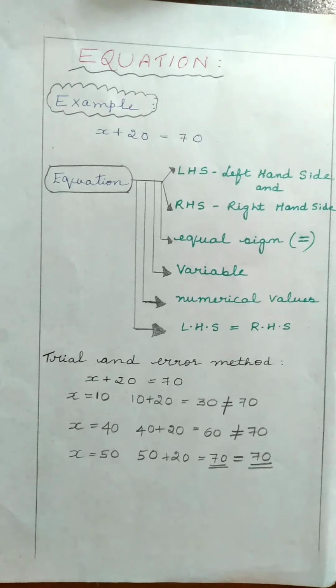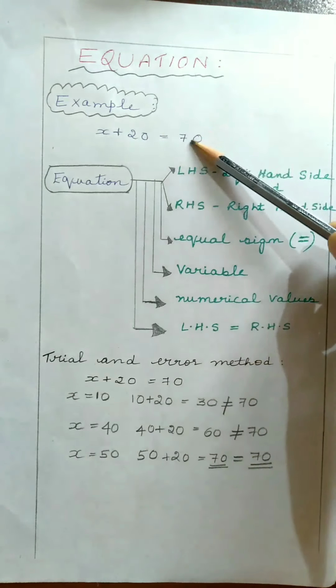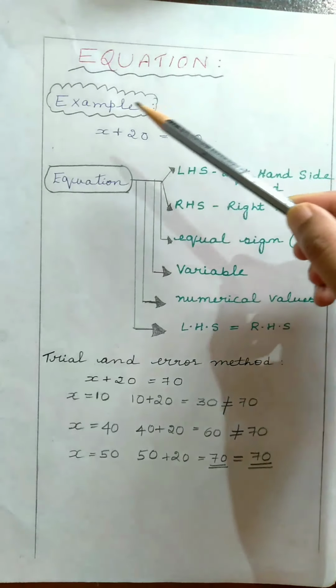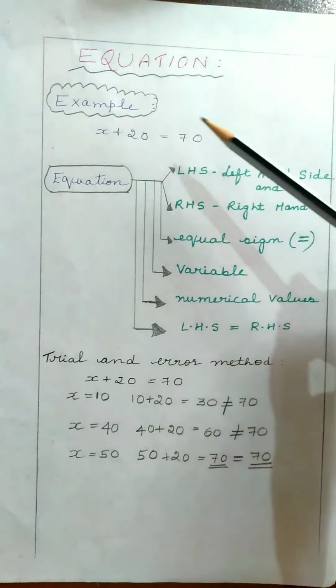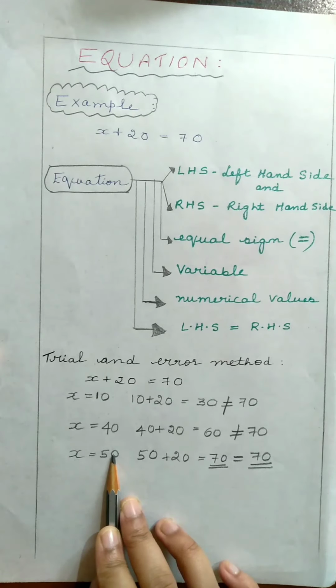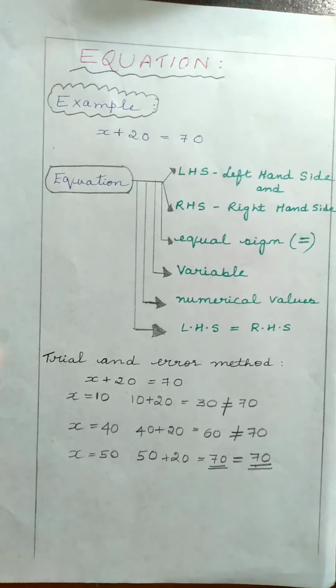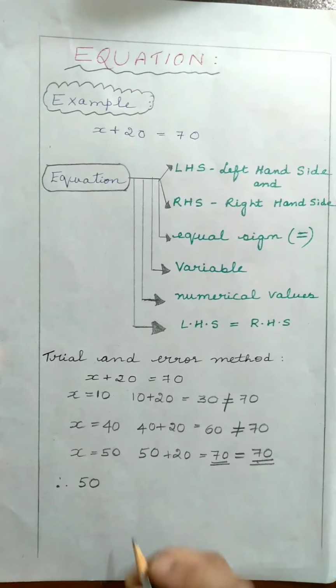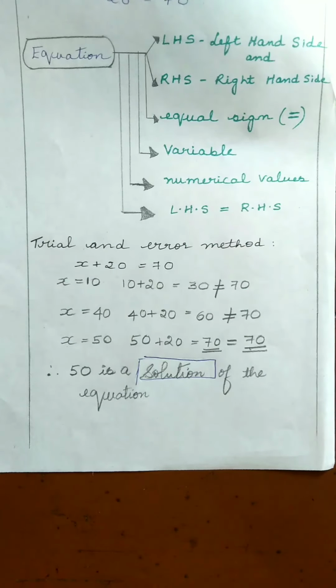Therefore, children, an equation contains LHS and RHS. Then between these LHS and RHS, there will be an equal sign. And the equation contains the variable along with the numerical values. And the value of x is applied in such a way that the LHS and RHS values are equal. This is about the equation. Now children, when we gave the value of x equal to 50, we obtained the answer 70. Therefore children, we can say that this 50 is a solution of the equation.